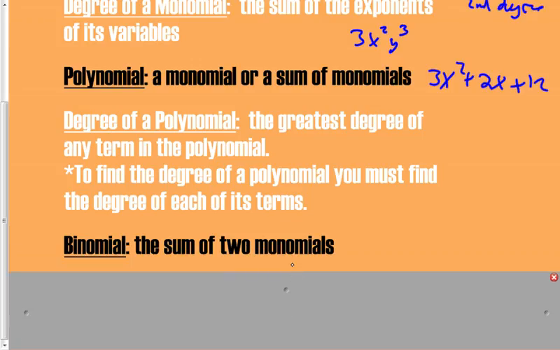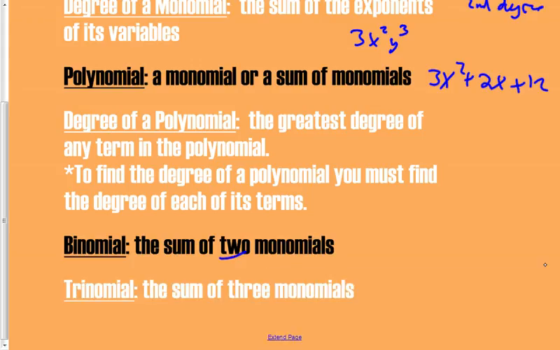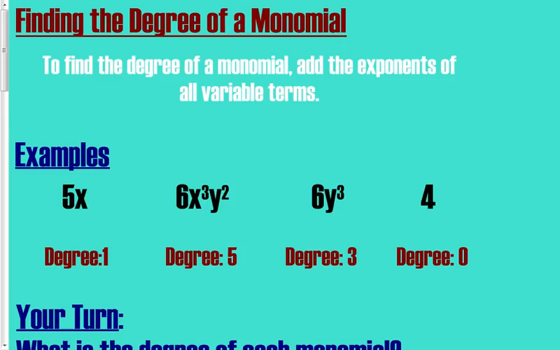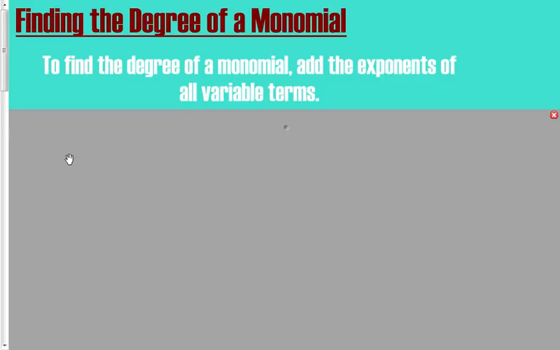A binomial is a sum of two monomials, so specifically two. A trinomial would be three monomials together. So specifically, we could say a monomial, binomial, a trinomial, or anything else would be considered technically a polynomial. So part of classifying binomials or polynomials is finding the degree.